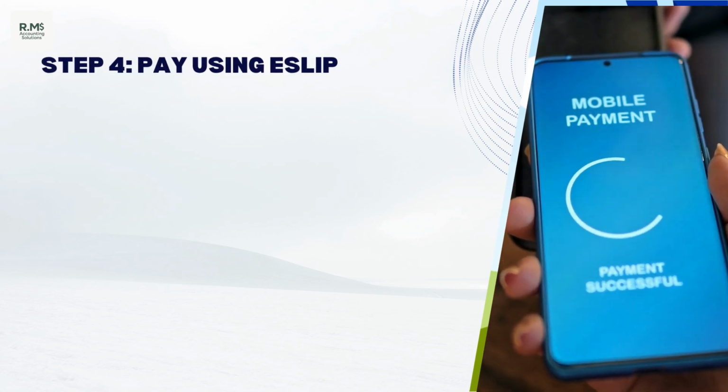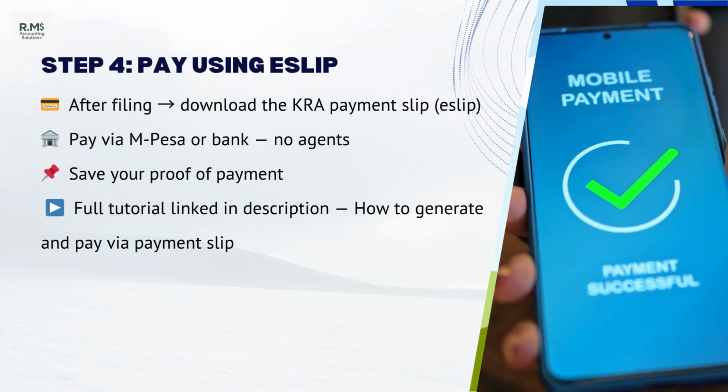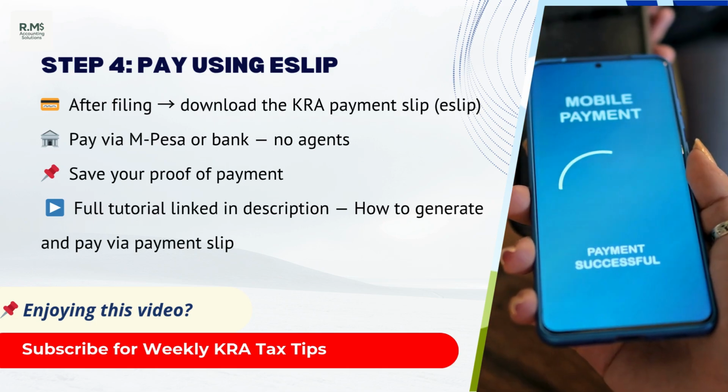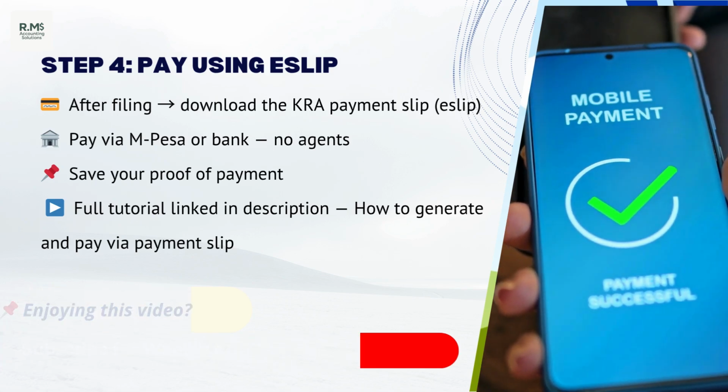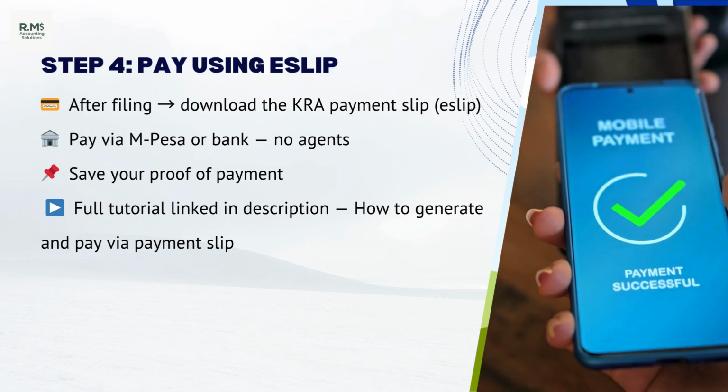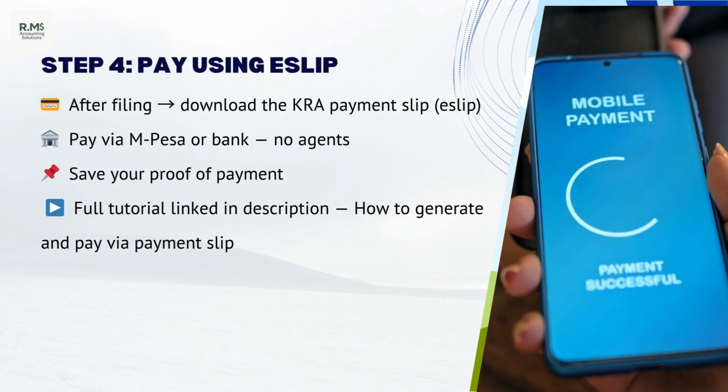Step 4, pay using the eslip. After filing, download the KRA payment slip. You can pay via M-Pesa or your bank, no need for an agent. Save your payment confirmation. I have linked a full payment guide in the description below.